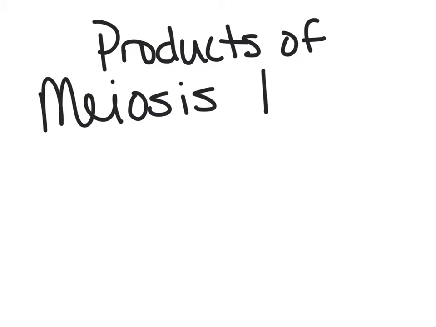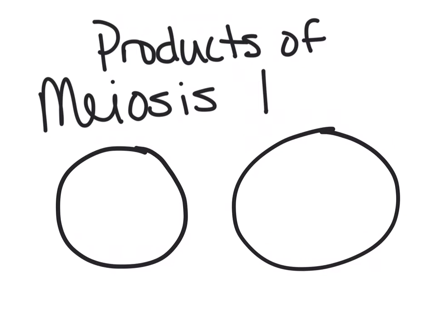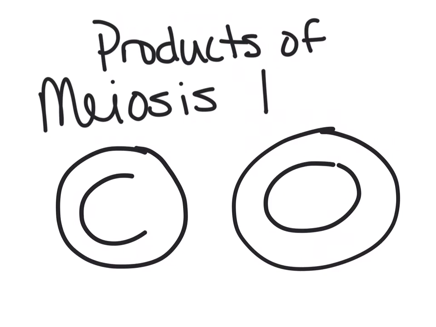The products of meiosis I are 2 daughter cells that are different and distinct from each other, and they are different from the parent cell. They are haploid cells, having only one copy of each chromosome in each cell.